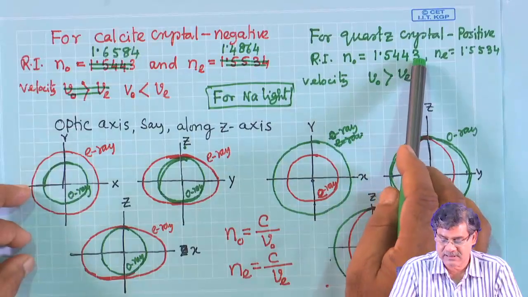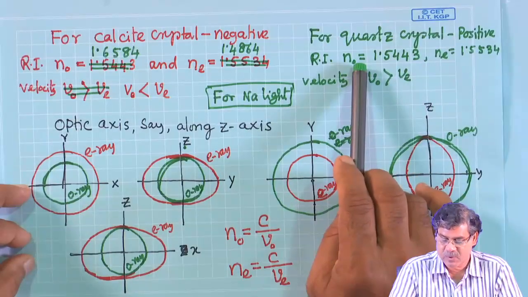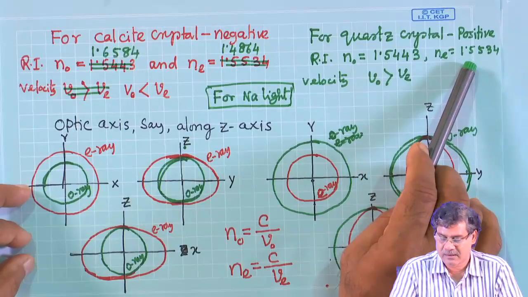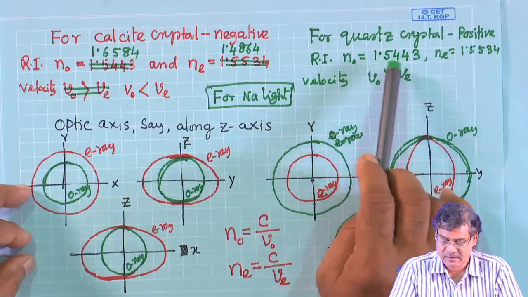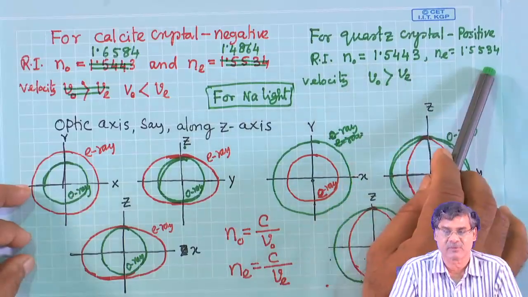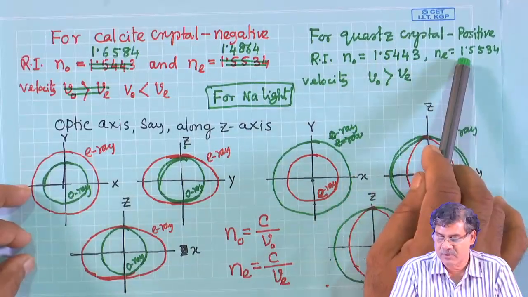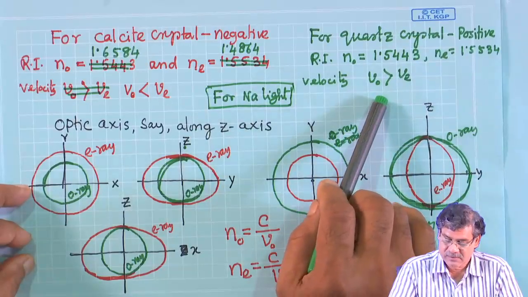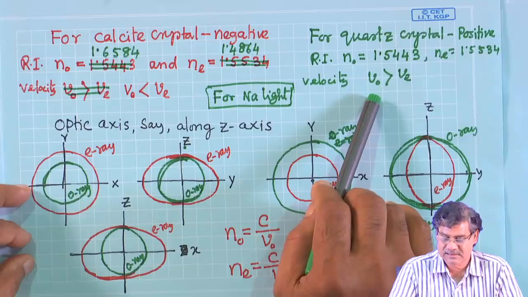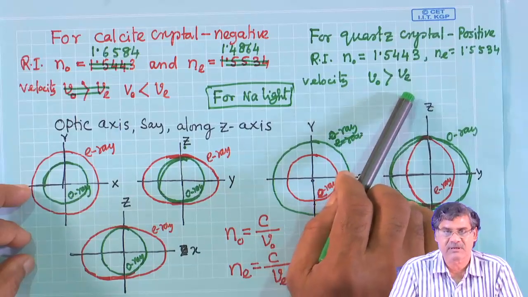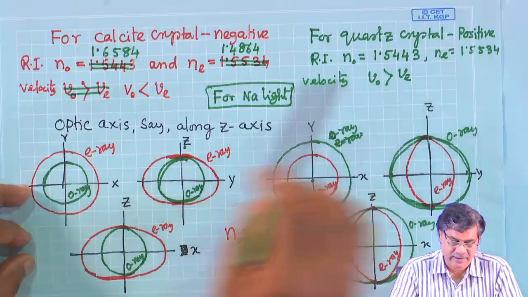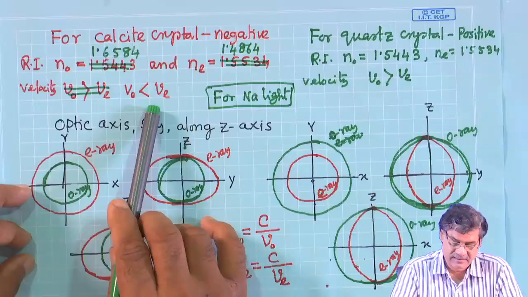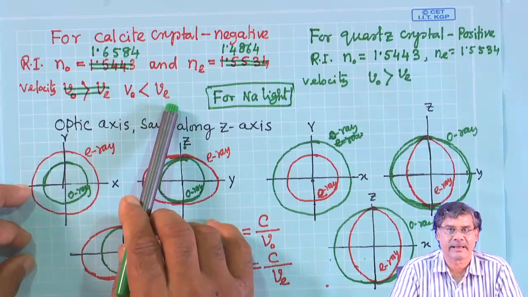whereas for quartz crystal the refractive index for O ray is less than the refractive index of E ray, and this, for sodium light, this is the value, okay, 1.5443 and 1.5534. So, for quartz crystal, the velocity of O ray is greater than the velocity of E ray, whereas for calcite crystal, the velocity of O ray is less than the velocity of E ray, right.